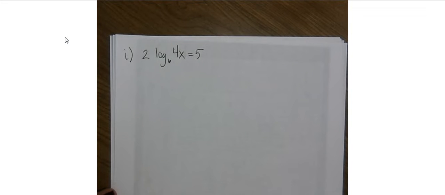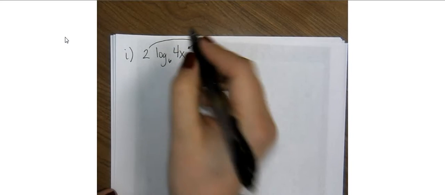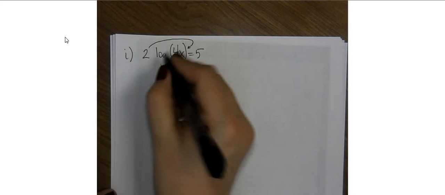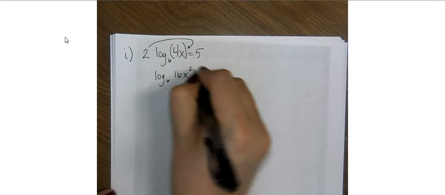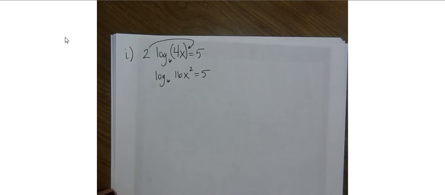What you might want to do instead, and that's what I'm going to do, is pull this 2 over as your exponent. So that has to go to both the 4 and the x. So when I pull that over, I should end up with log base 6 of 16x squared equals 5. So I've kind of gotten around having to have that fraction there.